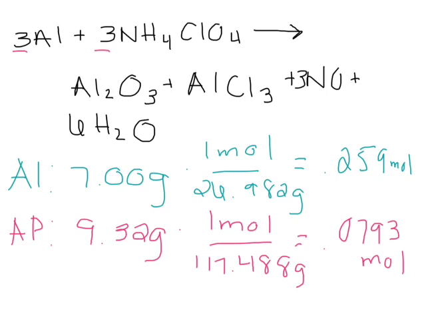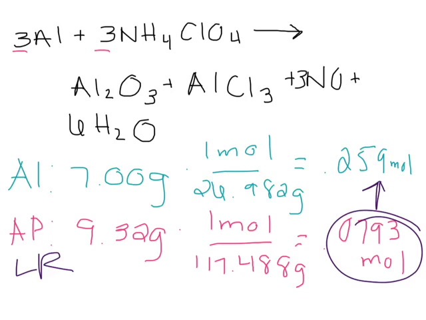So we know that the limiting reactant is ammonium perchlorate because this is smaller than this. And you have to remember that the overall test is not just the molar amount, but the molar amount divided by the coefficient of that reactant. We just don't have to do it for this one because the coefficients are the same. So, with the limiting reactant established, we can now answer the rest of the questions.